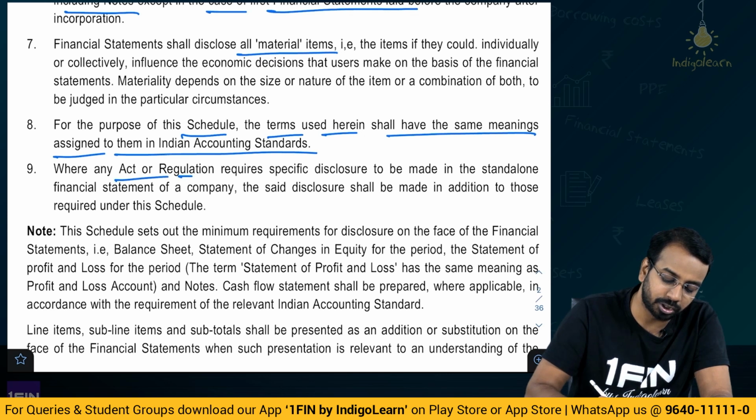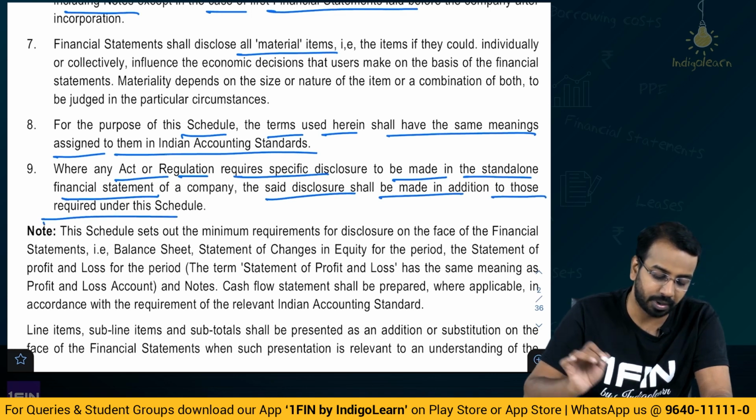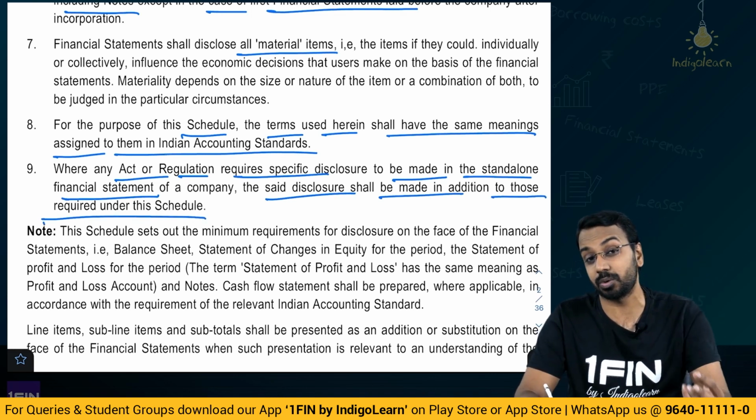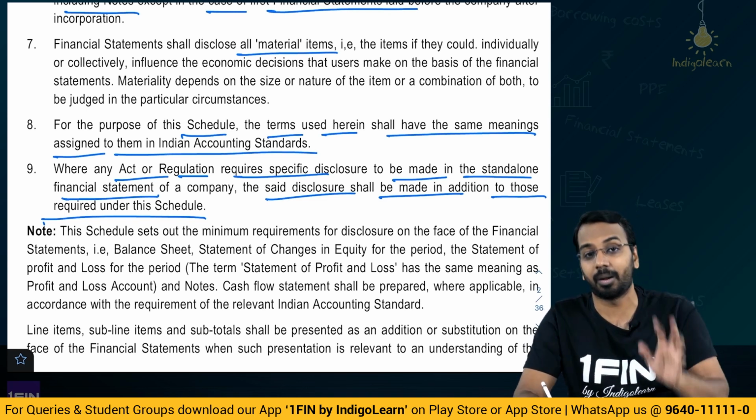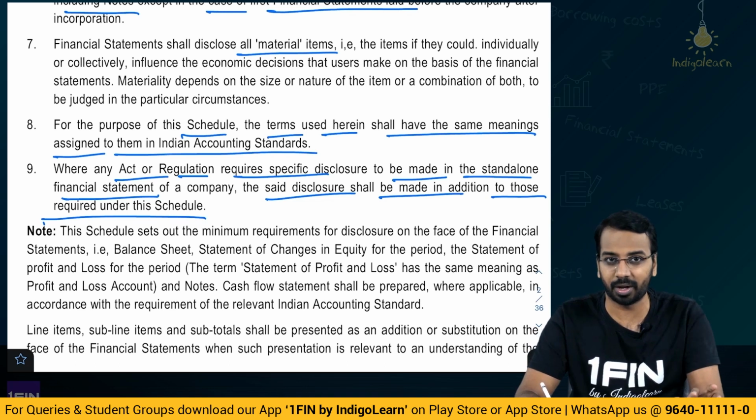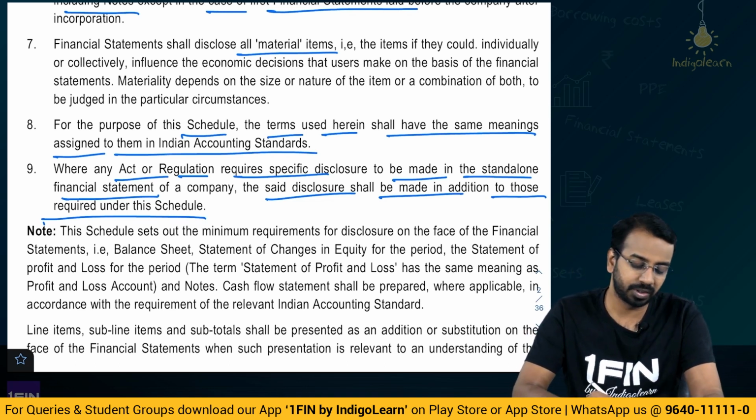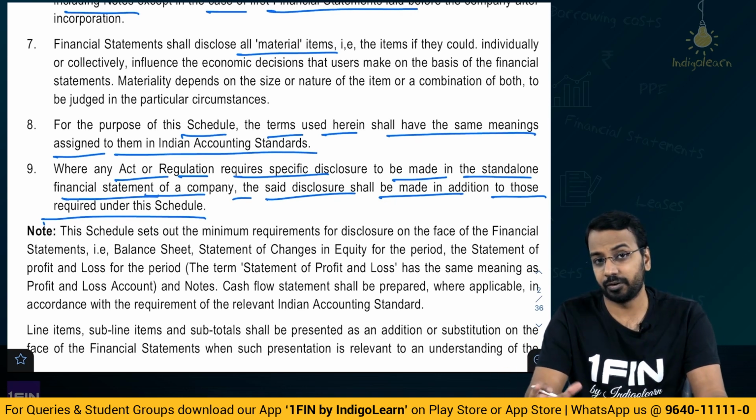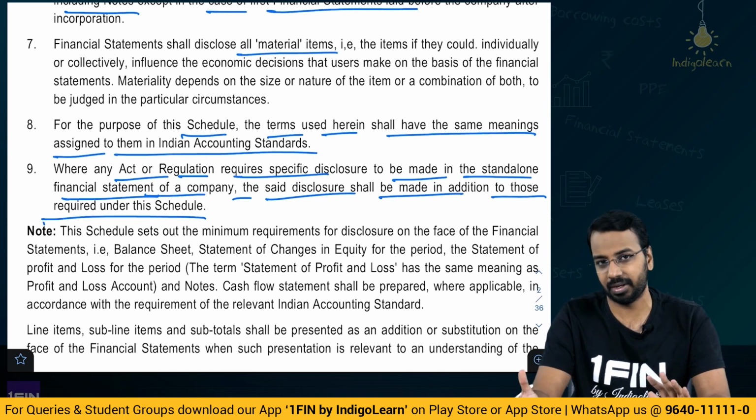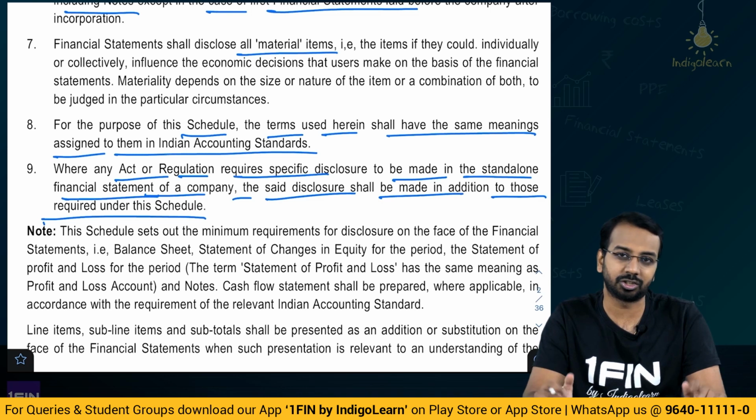Where any act or regulation requires specific disclosures to be made in the standalone financial statement, the said disclosure shall be made in addition to those required under this schedule. So if there are additional disclosures required under a specific act, let us say there is an act governing a particular company, and if there is an additional disclosure required, then in that case you will make that additional disclosure in addition to the financial statement of the company. For example, it's an NBFC. Now for NBFC we are preparing financial statement, but then RBI requires some more disclosures, so that will have to be given in addition.